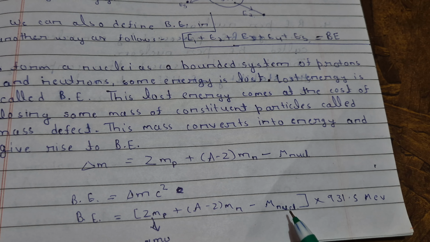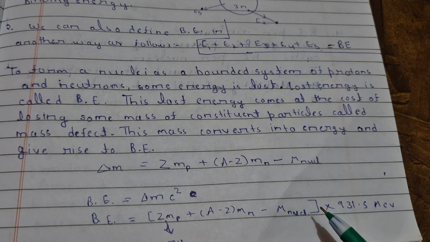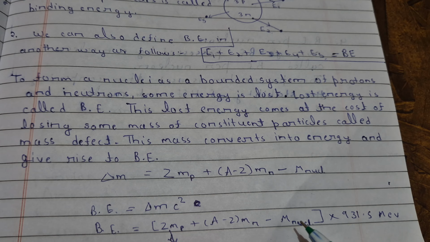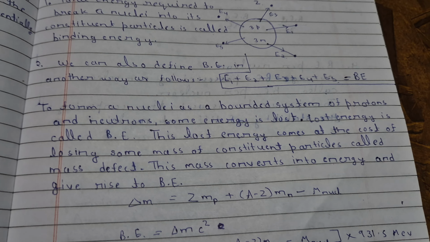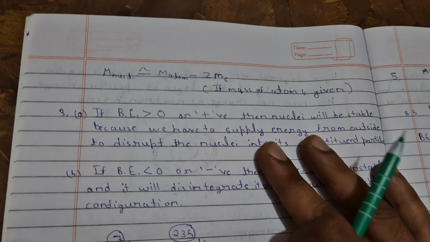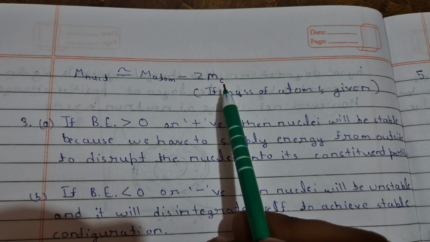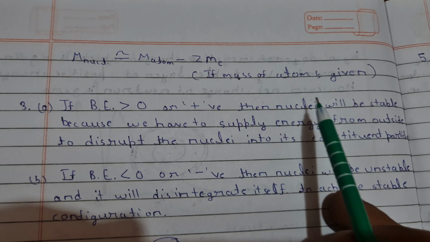If, in place of the mass of the nucleus, the mass of the atom is given, then you need to calculate the mass of the nucleus, that is, the mass of the atom minus the mass of the electrons. So you can use m atom minus Z times the mass of an electron.